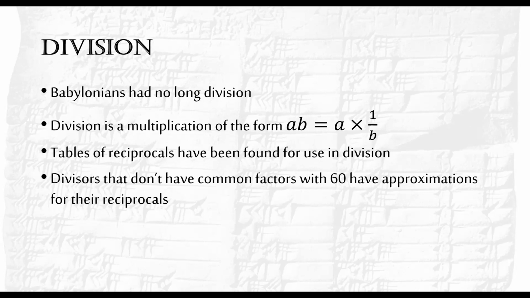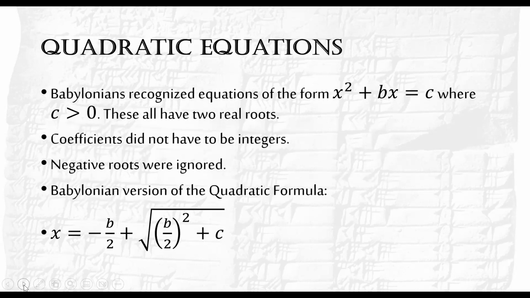So this is not something that is going to come right to our minds when we ask, what's the reciprocal of something in base 60? My brain goes, danger, Will Robinson, danger, danger. But if numbers don't have common factors with 60, then they have approximations for their reciprocals. Like I said, they didn't care about exact values. They just wanted a number. We're not going to do any division today because I don't have a table of reciprocals for you right now, but let's move on to quadratic equations.